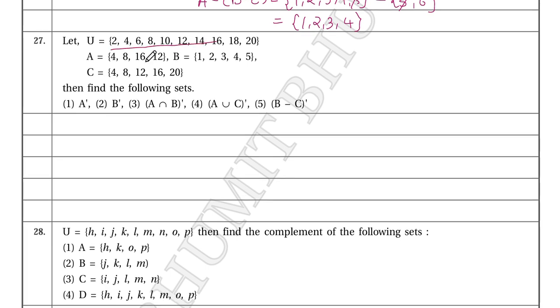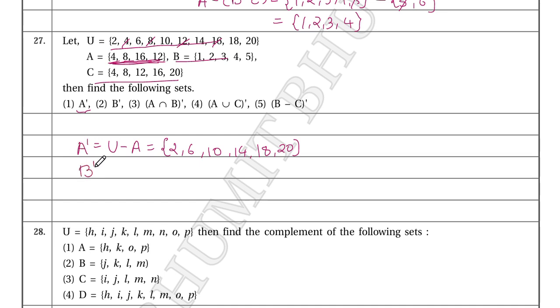Universal set is given, A set is given, B is given, C set is given. We have to find out A complement. Okay. So A complement means what? Universal set minus A. From the universal set, remove the elements of A. Okay. So which elements are there in the set A? 4, 8, 16, 12. So remove 4, 8, 16 and 12. So which elements will remain? 2, 6, 10, 14, 18 and 20. Okay. So this is the answer of A complement.